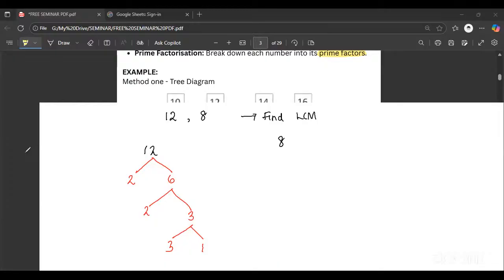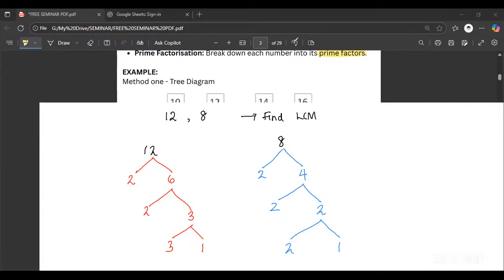Now let's do the 8. Can 8 be divided by 2? Yes. What's the number there? 4. Can 4 be divided by 2? Yes. What's 4 divided by 2? 2. Can 2 be divided by 2? Yes, which is 1. So now in both numbers, we have got 1 all the way to the end.